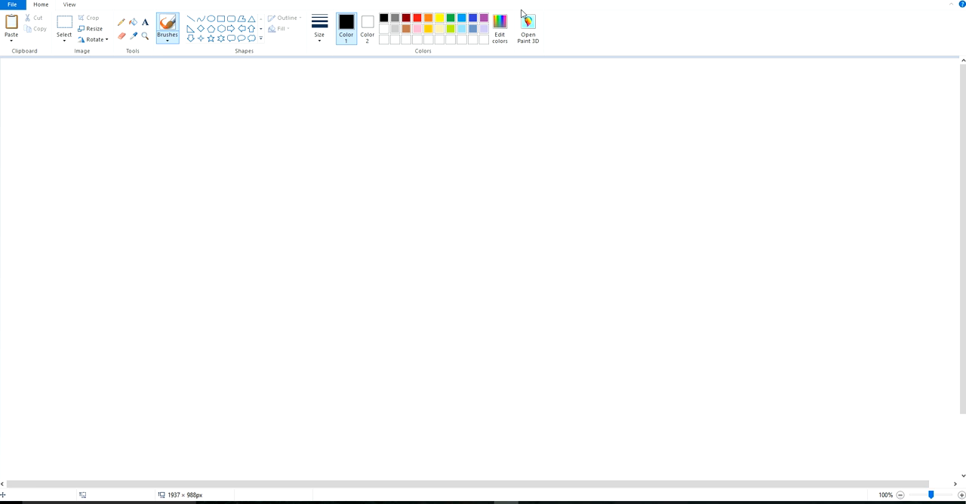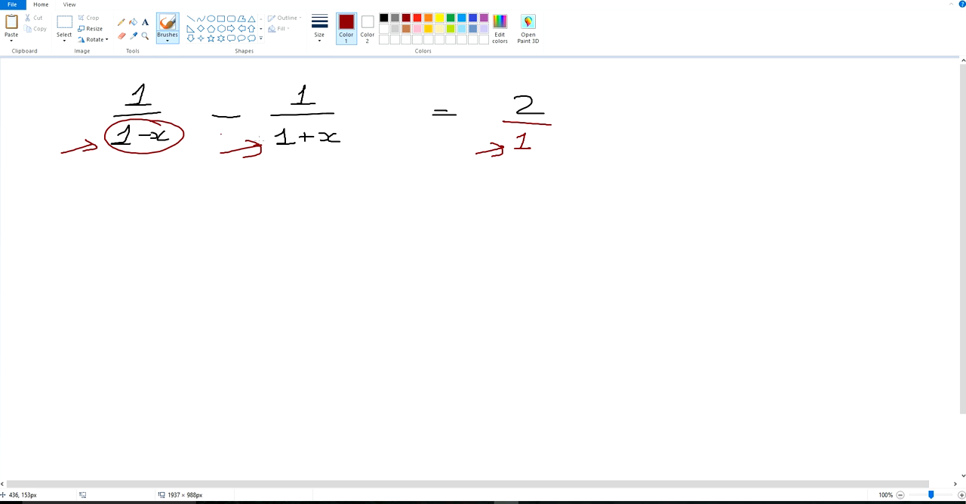Okay, so we have 1 over 1 minus x minus 1 over 1 plus x is equal to 2. So when we do this question, we have to do exactly the same as what we learned in the previous questions. We need to make sure that we work out the LCM, the lowest common multiple of the denominators. So here's your first denominator, here's the second denominator, and here's your third denominator. The lowest common multiple of these 3 denominators will be the multiple of these 2.